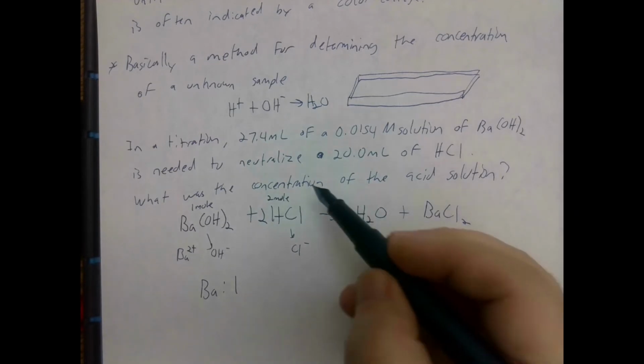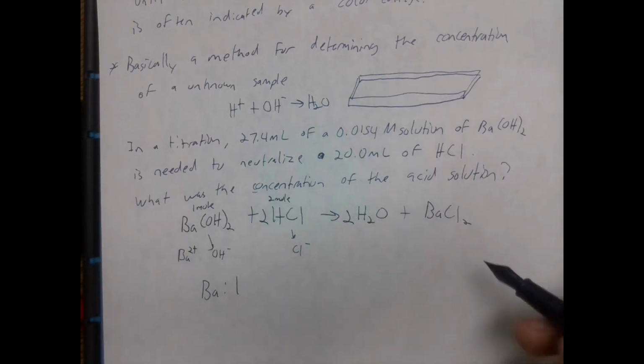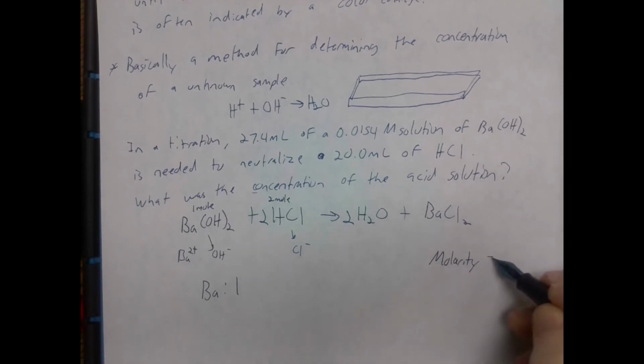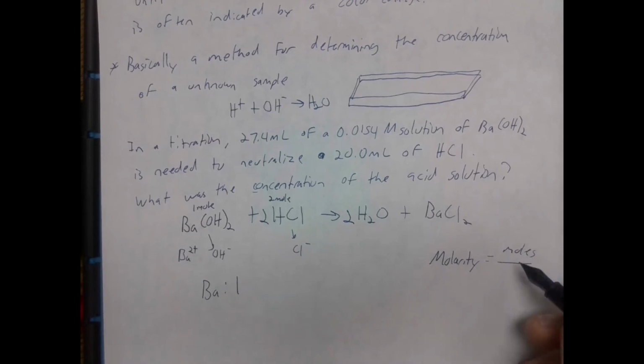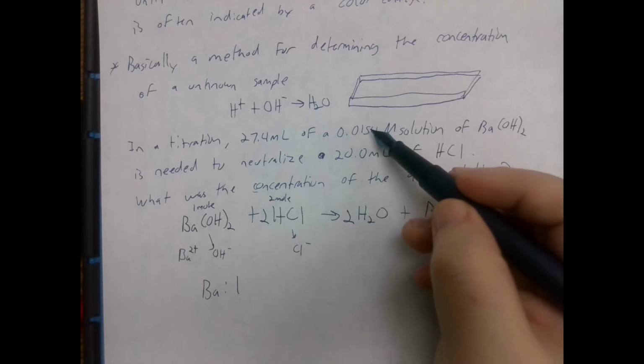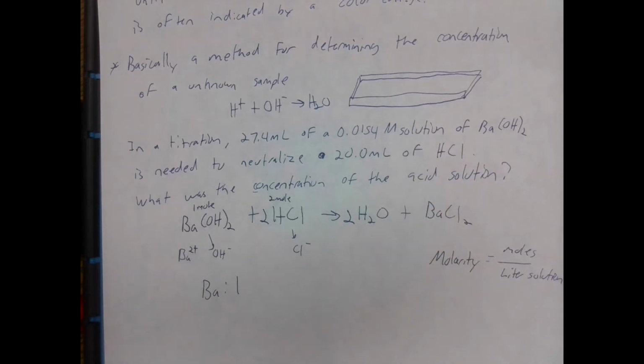We're trying to find the concentration of HCl, and the concentration we will use is molarity. Molarity is moles per liter solution. So how many moles? So we're adding 27.4 milliliters of 0.0154 molar. How many moles do we have of barium hydroxide?